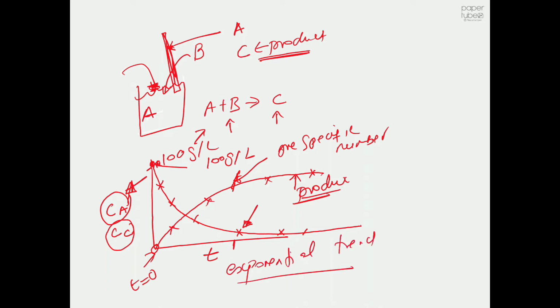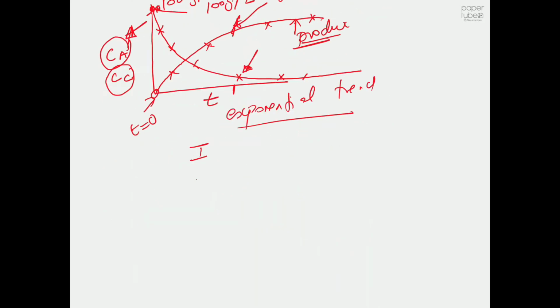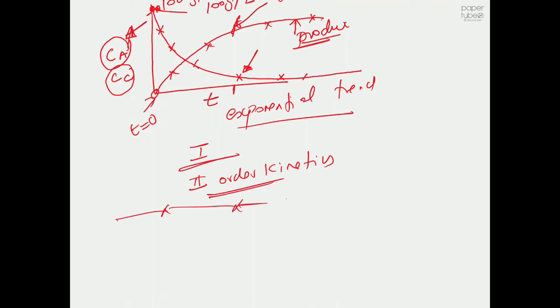Normally we use something like first order kinetics or second order kinetics. You must have studied this for sure. You should know what first order and second order are. But this is not the case when you are dealing with chromatography.